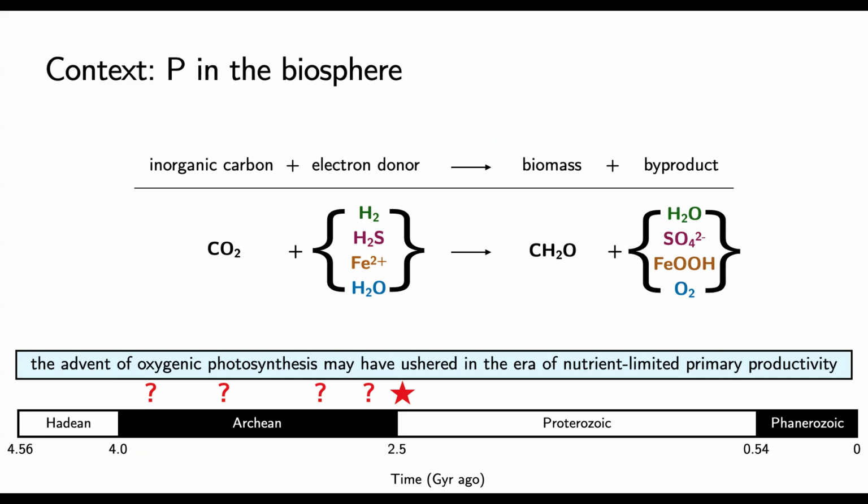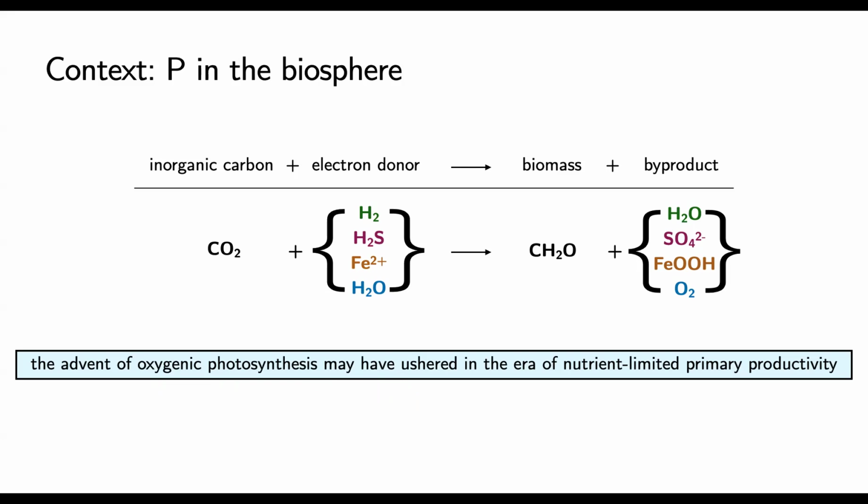But there's a number of lines of evidence that push that origin back tens, if not hundreds of millions, or even over 1 billion years prior to the GOE. And so from whenever that point is onward, we could expect this nutrient-limited biosphere to prevail. And so let's get us to phosphorus then.